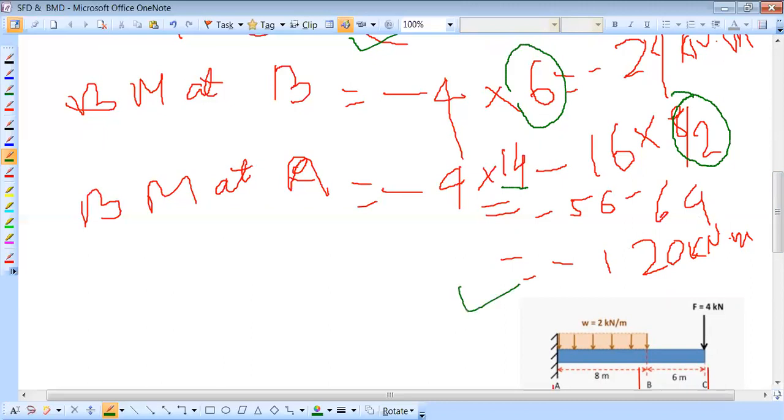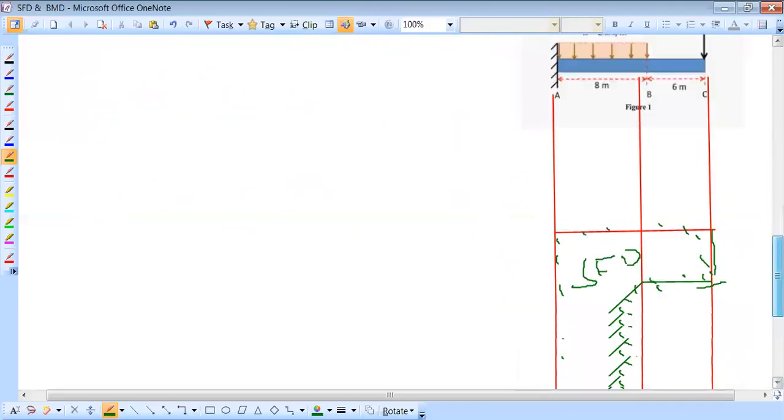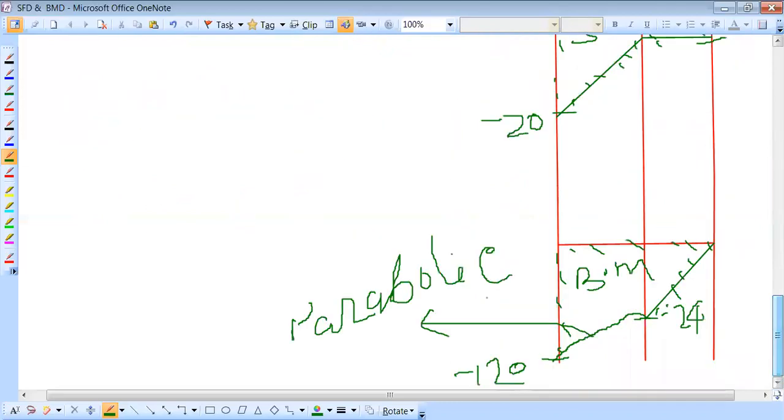After that, draw the SF diagram with the different values. You can choose a scaling here. This one is -4 because of the loaded beam. Then draw the BMD. So this way we can easily draw the SFD and BMD for the cantilever beam.